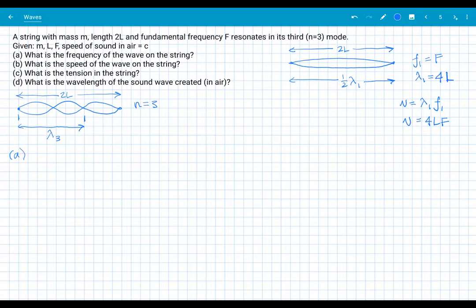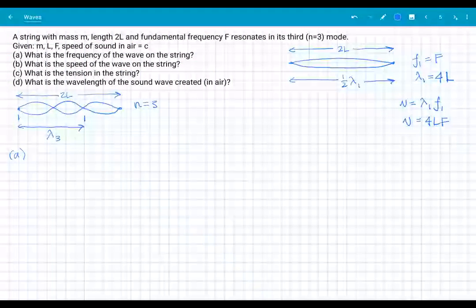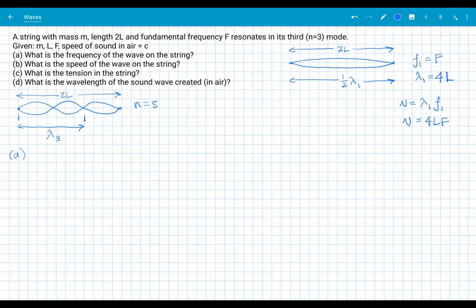So this first question, A, what is the frequency of the wave on the string? Well, by drawing this out, by looking at it, I can deduce the wavelength. The wavelength of the third mode is going to be equal to 2/3 of the string length, which is equal to 2L. And that gives me 4/3 L. And you might be saying, they're not asking us for the wavelength. Well, yes, I know, but I want to try to solve for the frequency.